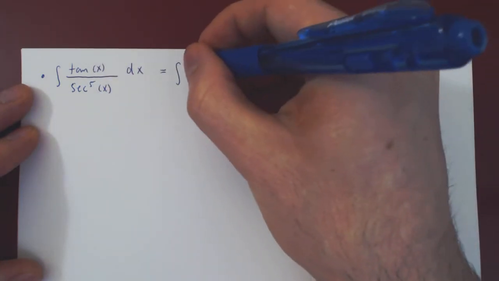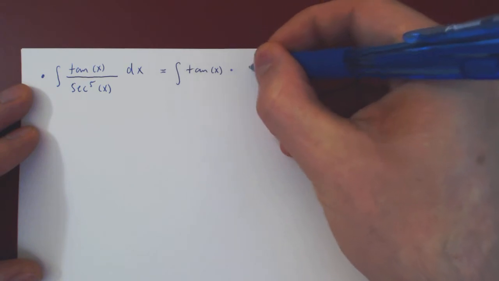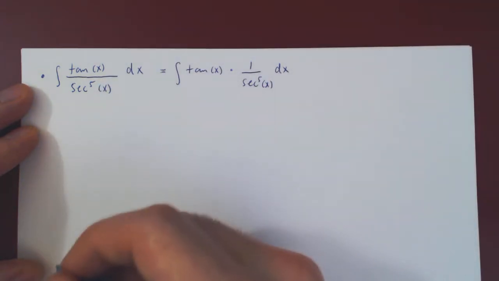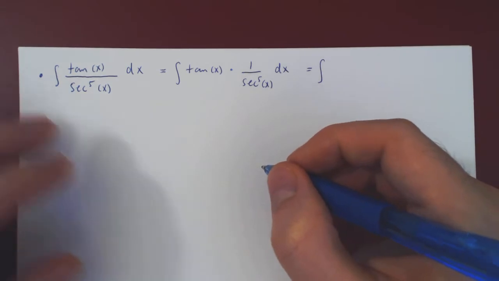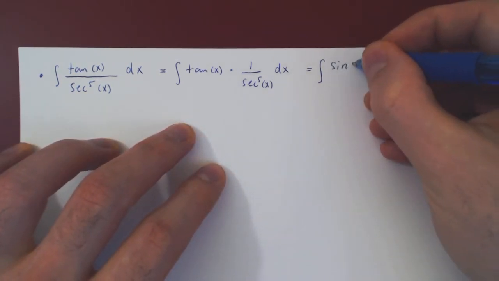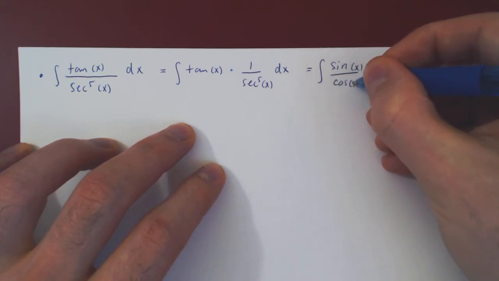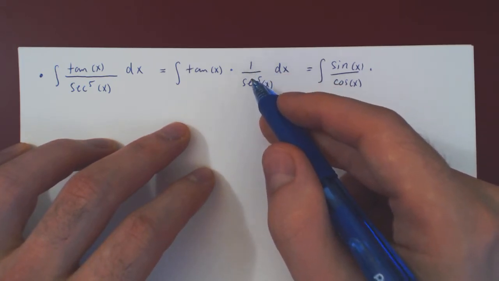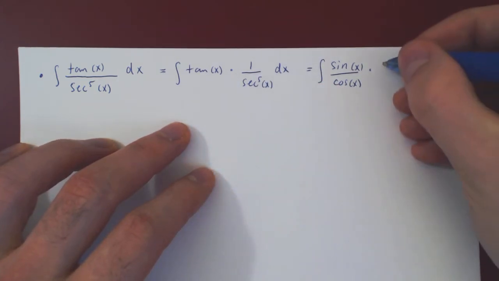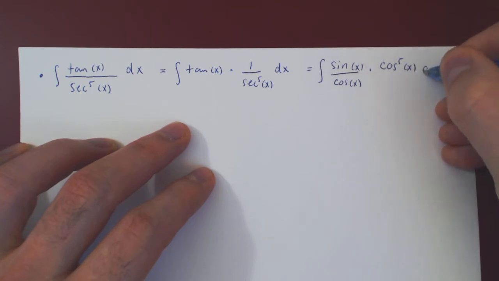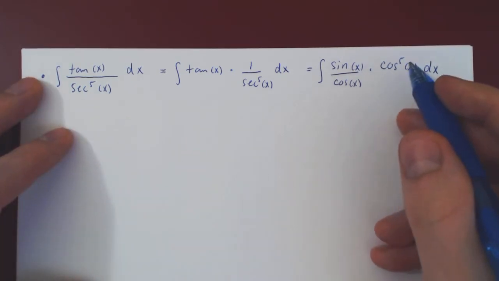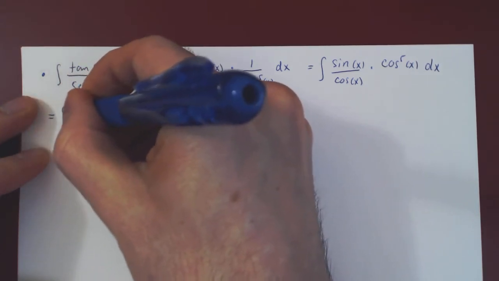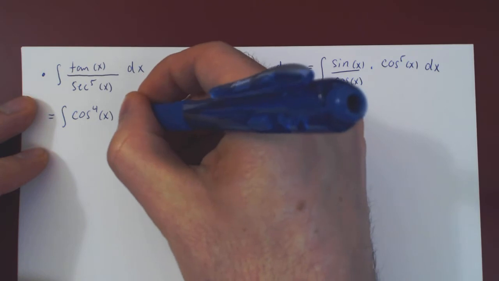So I'll split up the fraction. I'll write this as tangent of x times 1 over secant to the 5, dx. So let's replace. By definition of tangent in terms of sines and cosines, it is sine of x over cos of x. And secant, if you think of it, is 1 over cos. So here you have 1 over 1 over cos, that's cosine, but there's a power of 5, so it's times cosine to the 5 of x and of course dx. We can of course simplify. This is cosine to the 4, and I will put the sine of x first, and you'll see why in a second. So we have the fourth power of cosine times a leftover of sine of x dx.